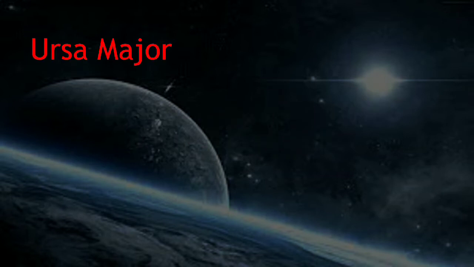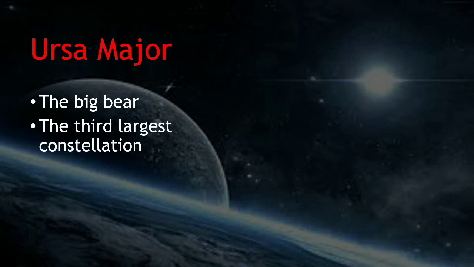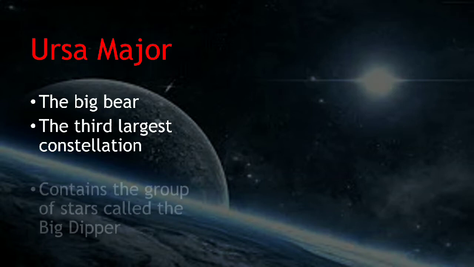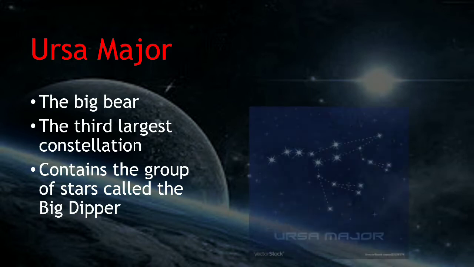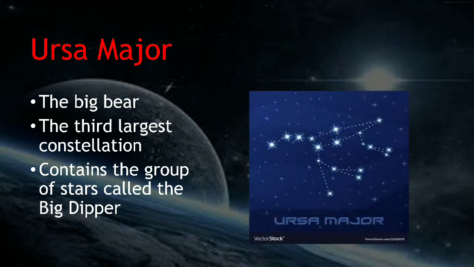Ursa Major, also known as the Great Bear, is a constellation in the northern sky. Its Latin name means greater or larger she-bear. It was one of the original 48 constellations listed by Ptolemy in the 2nd century AD. Today, it is the third largest of the 88 modern constellations.